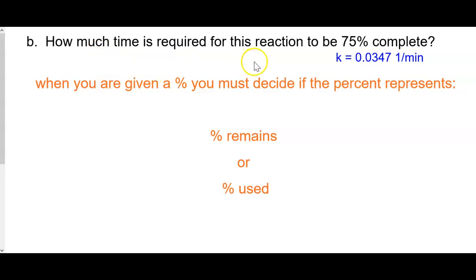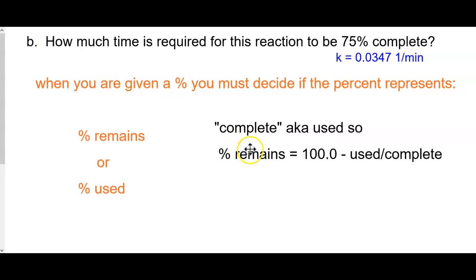All right, how much time is required for this reaction to be 75% complete? Now, anytime you have a percentage, you must decide if the percent represents percent remains or percent used. So think about it, 75% complete, if the reaction is 75% complete, then 75% of it has been used. So that's not remains. Kind of got to think of it in terms like that.